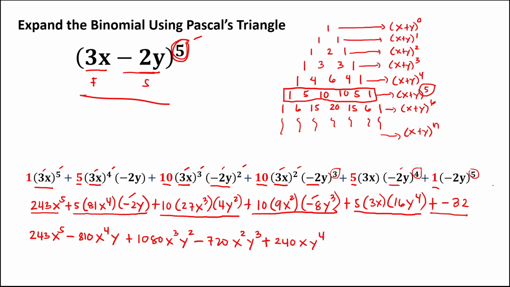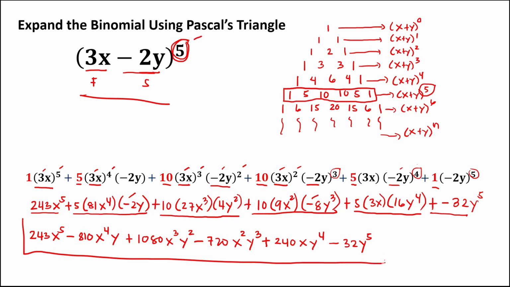Then for this term, by the way, there is y to the power 5. So this becomes negative 32 y to the power 5. So this is now the expansion of the given binomial.